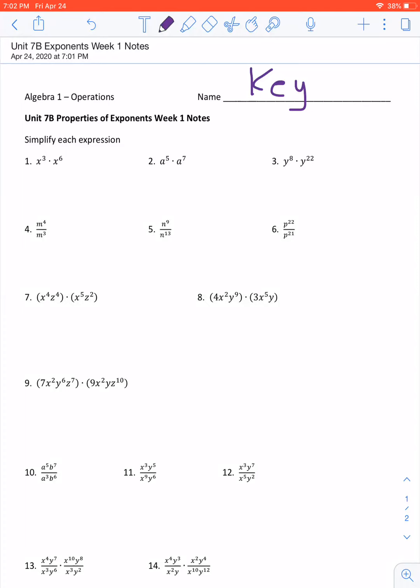So we just finished Unit 7A, adding, subtracting, multiplying, and dividing polynomials. And we're going to do 7B. And Unit 7B is going to take us all the way through the rest of the semester. So we'll spend 2 weeks learning about exponent rules. We'll have 1 week with assessment and review, and then we'll be done.